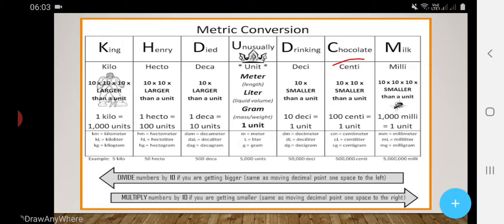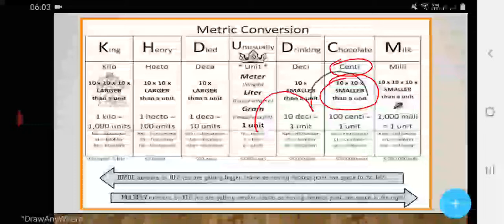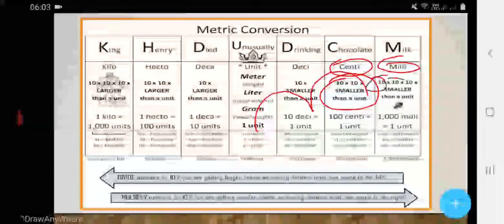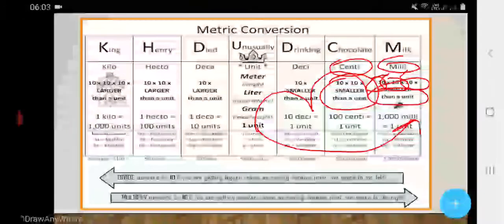If I want to go centi, then 10 into 10 smaller than a unit, that is, a unit is equal to 10 into 10, that is 100 centi. If I want to go milli, then 10 into 10 into 10 smaller than a unit, that is, 1 unit is equal to 1000 milli.